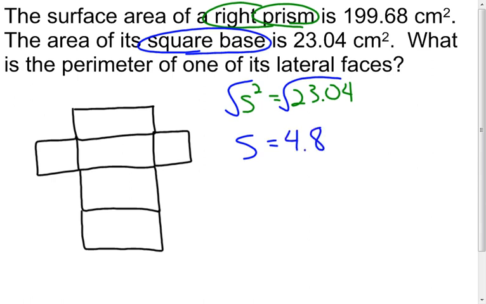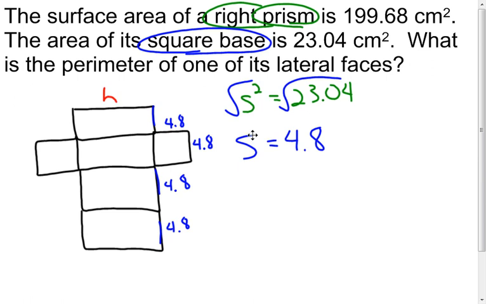So I come back to my net, and I now know that this is 4.8, and this is 4.8. Well, that means that this edge is also 4.8. Same thing here, same thing here, because all of those lateral faces are going to touch the square. The only thing I don't know is the height of my prism, which would be right here.